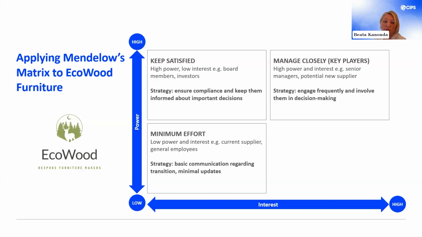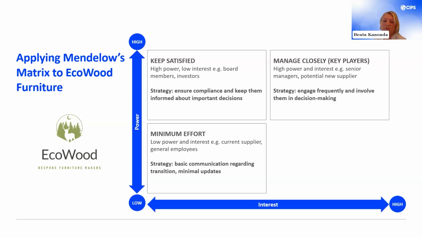And most EcoWood employees, especially those not directly involved in the procurement or production, will have little interest in the specifics of the supplier change. For these stakeholders, minimal communication is sufficient. Joanne can offer a polite but straightforward notification to the current supplier about their phase-out, and maintain basic professionalism. For employees, a simple internal announcement may be enough, providing basic information without burdening them with too many details.